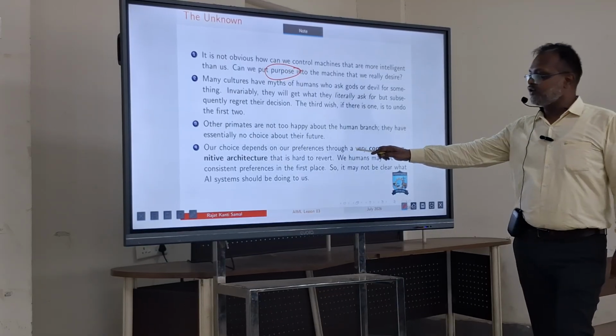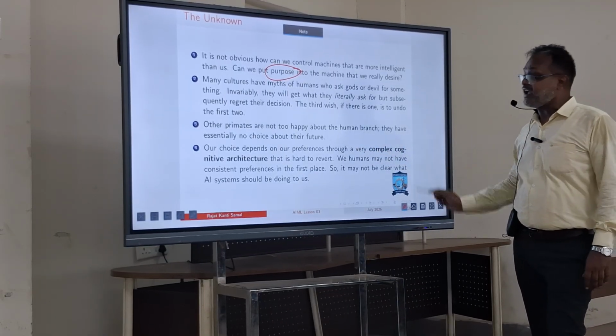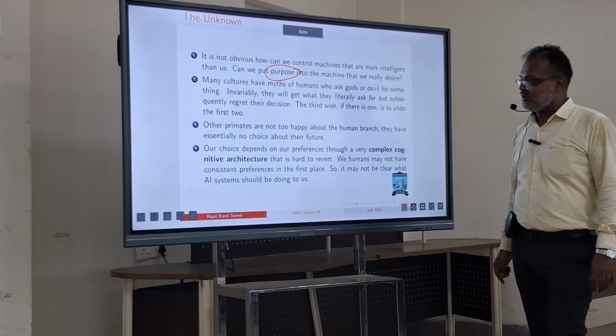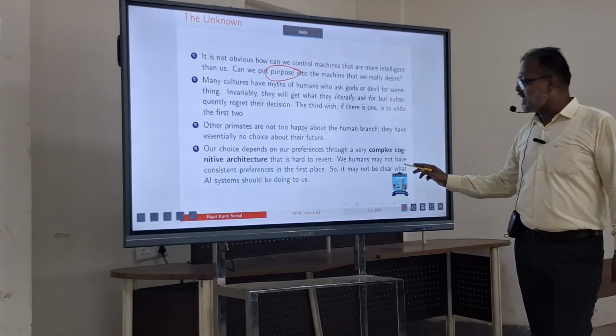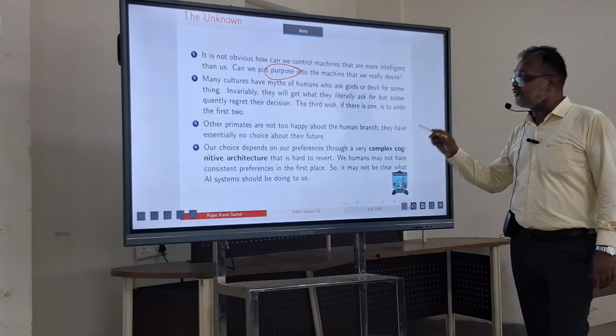Our choice depends on our preferences through a very complex cognitive architecture that is hard to revert. We humans may not have consistent preferences in the first place.